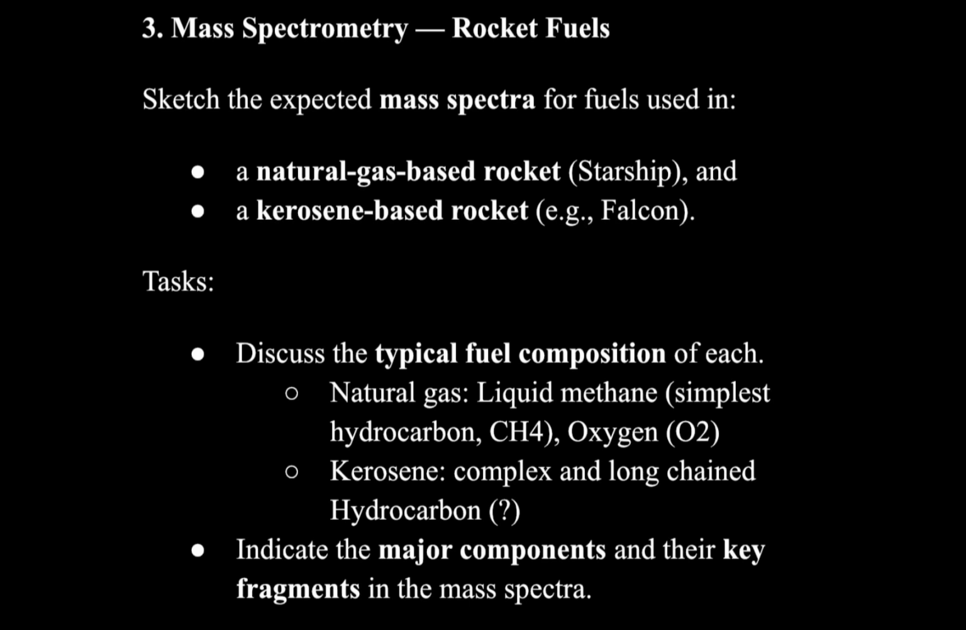Kerosene, used in the Falcon 9, is much messier. It's a mixture of long-chain hydrocarbons, typically C12 to C15. When we generate this spectrum, we visualize a hump of peaks. You'll see repeating groups separated by 14 amu, which represents the loss of CH2 units as the long chain fragments. This explains why kerosene is prone to coking or soot. These heavy chains don't always break down into CO2 cleanly.